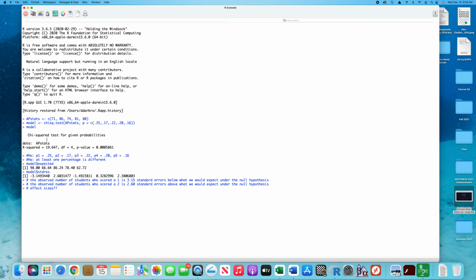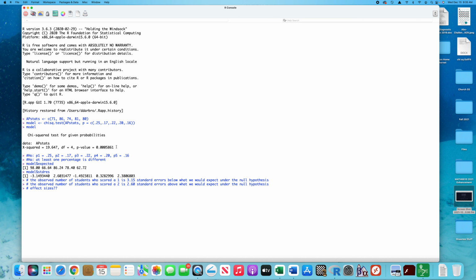Run the model, and you can see that we get a test statistic of 19.6, degrees of freedom equal to 4. Now, in contrast to the test of independence, where the degrees of freedom were the number of rows minus 1 times the number of columns minus 1, the degrees of freedom is just the number of groups minus 1. So we have 5 scores, minus 1 gives us 4. Our p-value is statistically significant at the 0.01 level.